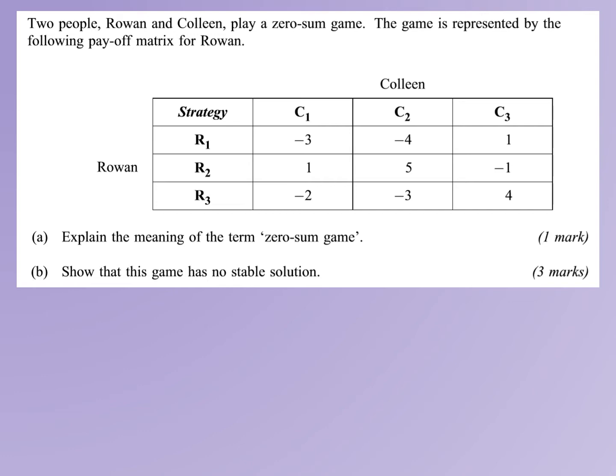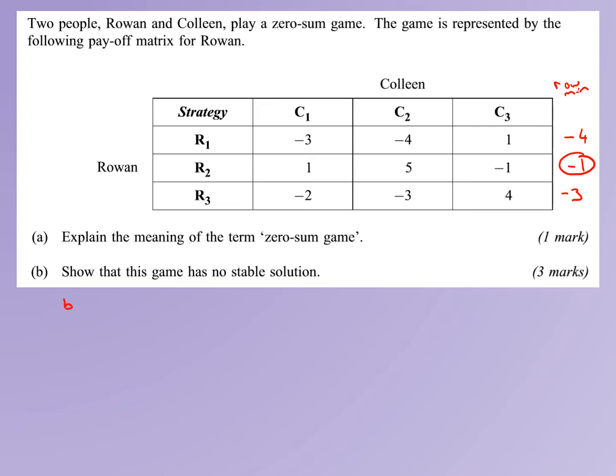In part B, we are then asked to show that the game has no stable solution. So for this, we first of all need to find the minimum value in each row. That is the row min. Remember that this is the worst case scenario for the player on the left hand side, in this case Rowan. So the row minimum, we've got -4, -1, -3. We now need to find the maximum of those. The maximum value of that is -1.